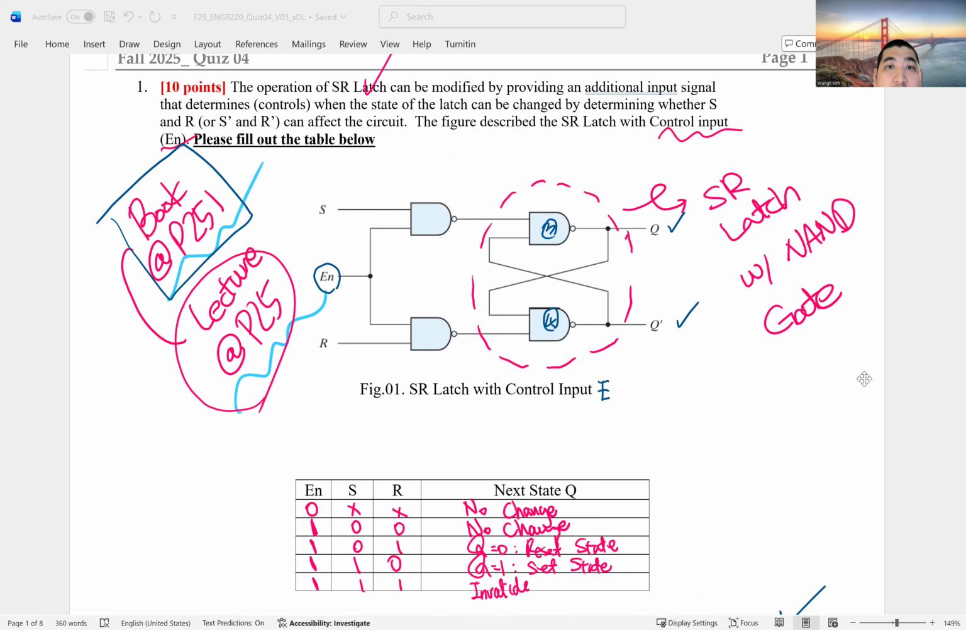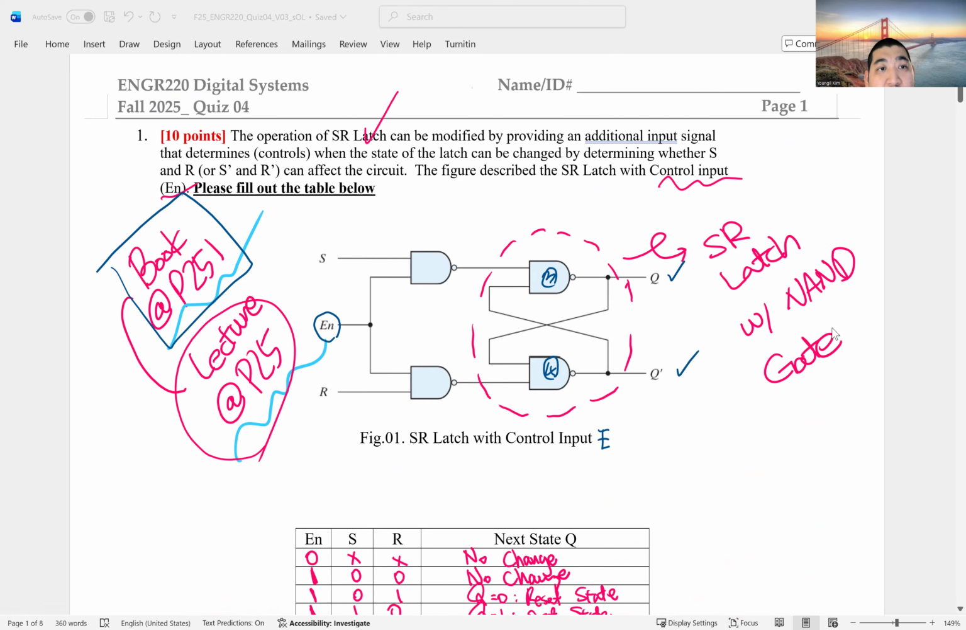All right, so I'm going to review for quiz four, the quiz four for ENGR220 digital systems. So I'm going to just quickly go over quiz four. Okay, question one.